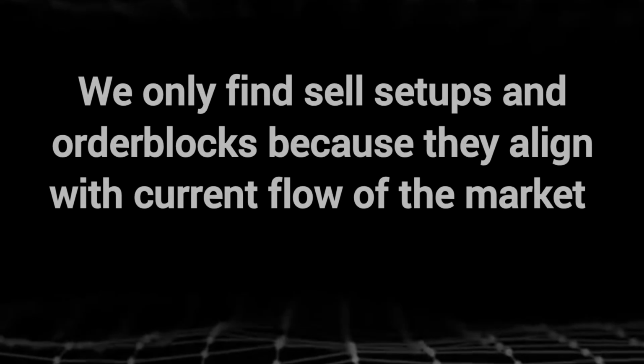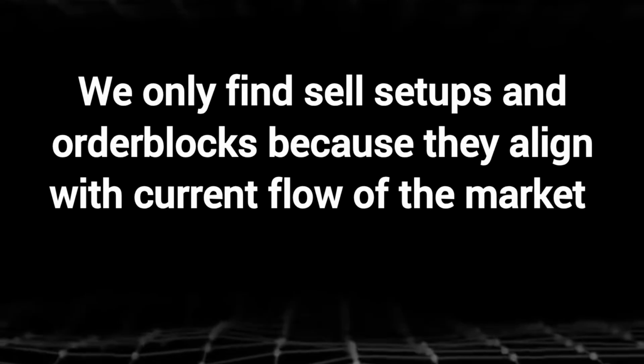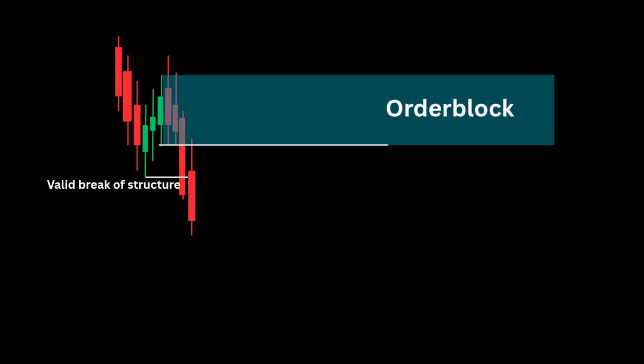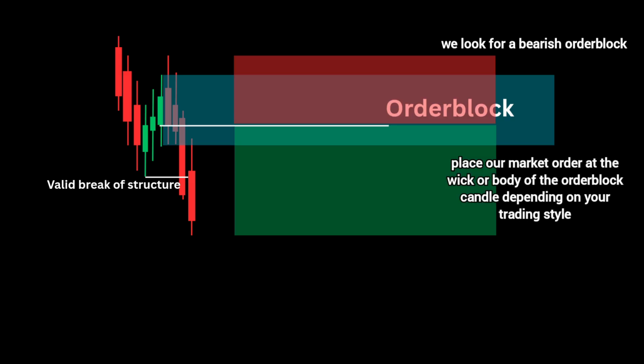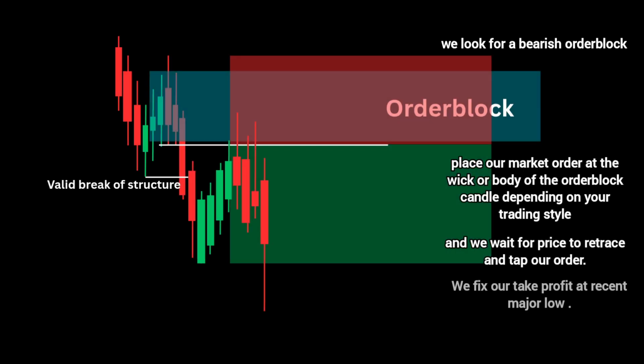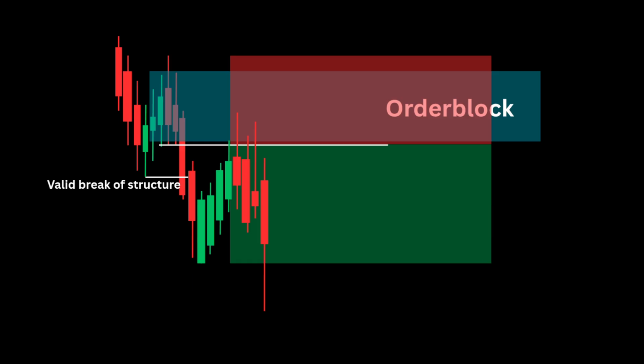Same thing in the bearish scenario. We only find sell setups and order blocks, because they align with the current flow of the market. Now let's dive into the chart. Since price is moving downwards, we look for a bearish order block, place our market order at the wick or body of the order block candle depending on your trading style, and we wait for price to retrace and tap our order. We fix our take profit at the recent major low. Now price taps our order and hits our take profit.